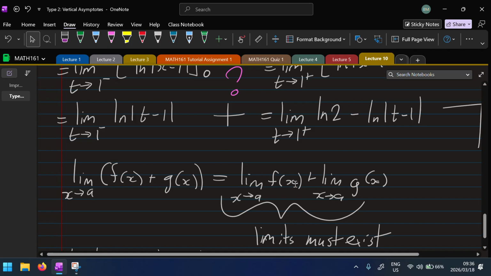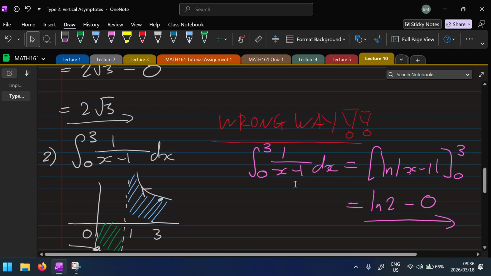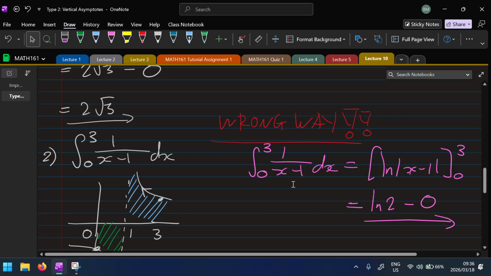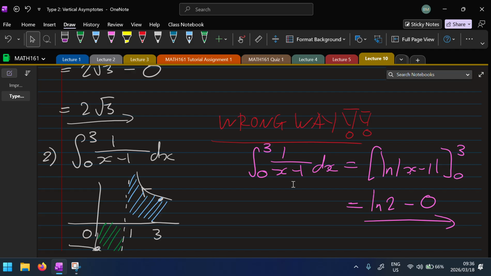So let's go back to the top here with this wrong way. Say I give you this question out of 3 or 4, whatever it is. Now you think, oh, very easy. I'm just going to put natural log, put in 3, I get natural log of 2. But the limit doesn't even exist. You're putting funny numbers down. That's not right. So please be very careful with what these improper integrals look like.